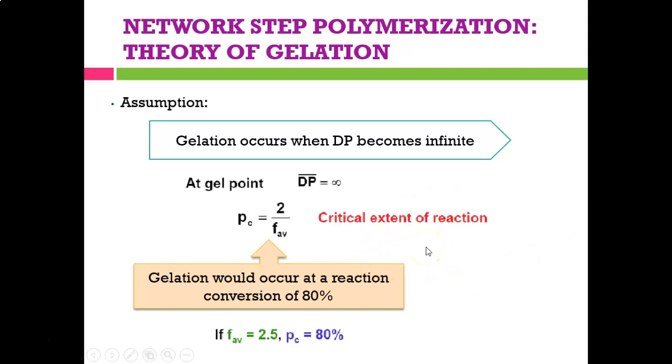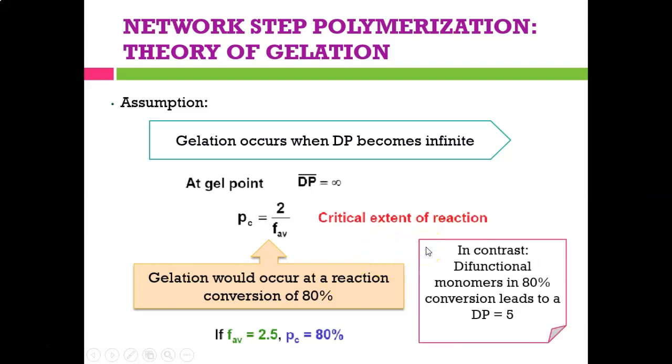which is 80%. In contrast, for a difunctional monomer, 80% conversion leads to a DP equal to 5. Okay, this one is for a monofunctional monomer.